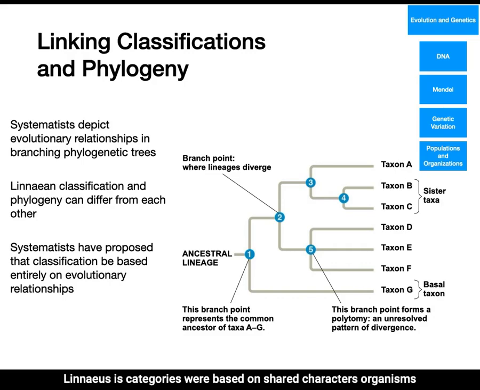Linnaeus' categories were based on shared characters. Organisms that shared most of their characters, like coyotes and wolves, were placed in different species, but within the same genus. This grouping was purely organizational. Linnaeus didn't understand the reason that coyotes and wolves were so alike and share a relatively recent common ancestor.